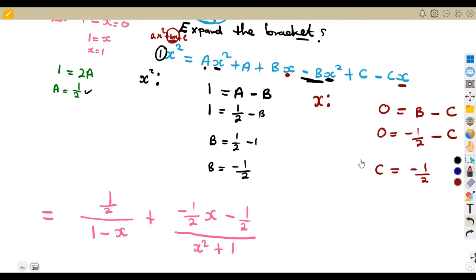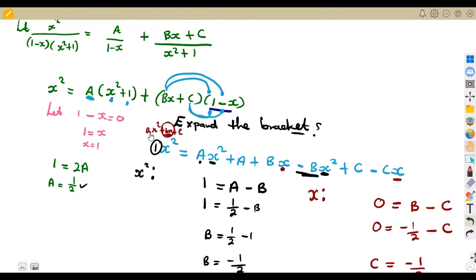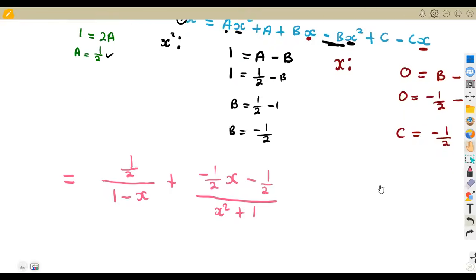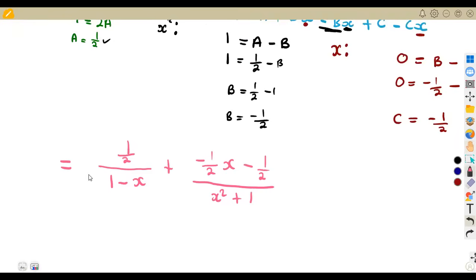But we are supposed to perform an integration. Remember, this whole thing was being taken from the integral of this. So we are supposed to integrate this with respect to x. And how are we going to integrate this with respect to x?